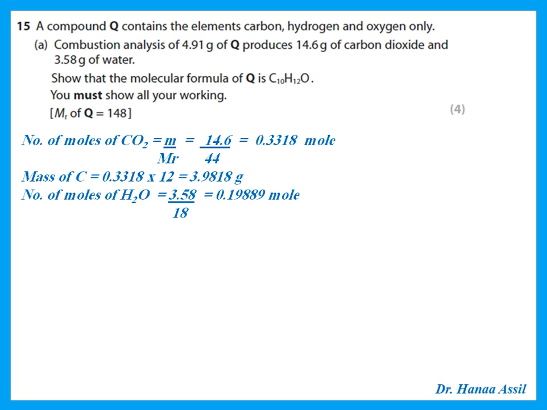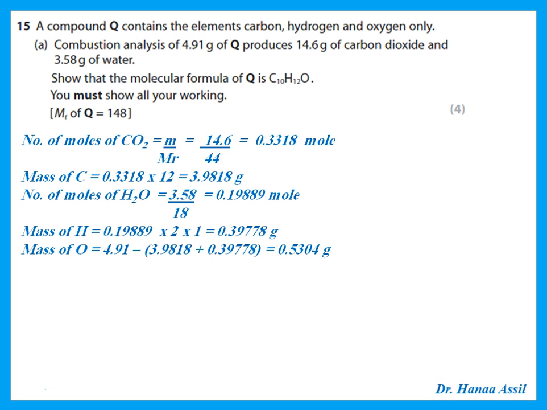We do the same for water, the number of moles of water, but remember that water has 2 moles of hydrogen. So the mass of hydrogen would be the MR of hydrogen, which is 1, times twice the number of moles of water, because each mole of water has 2 moles of hydrogens. So this is the mass of hydrogen. Now we can get the mass of oxygen because we started with 4.91 grams of Q. So the mass of oxygen is the rest of the 4.91. So this gives me the mass of oxygen.